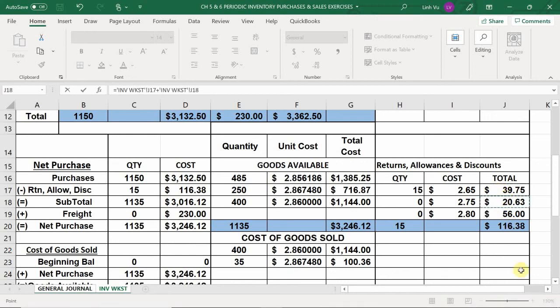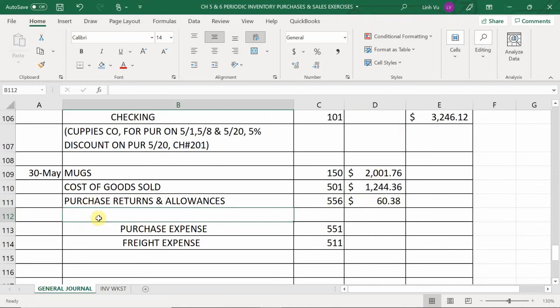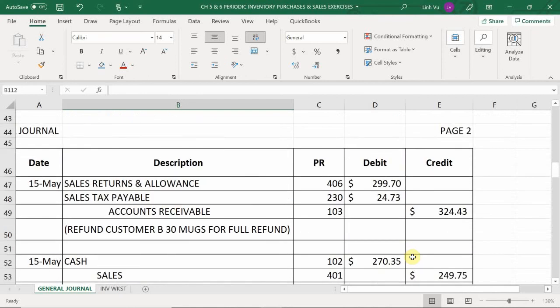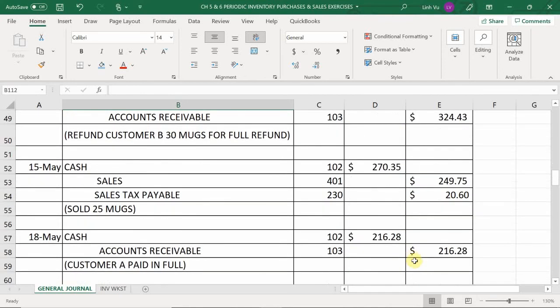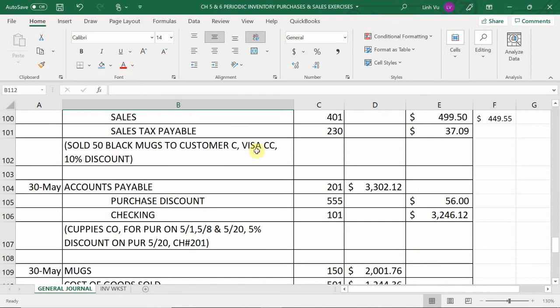Is the 116.38 not the number? That includes my discount. I'm talking about just returns and allowances only. Is that the 39.75 then for the 15? Okay, so that's a return. What was my allowance here? The $20.63, right? So this is where it comes off different. This is how much my total returns and allowances was, because that's what I journalized in my journal. I've only touched returns and allowances for the $39.75 and then for the $20.63.